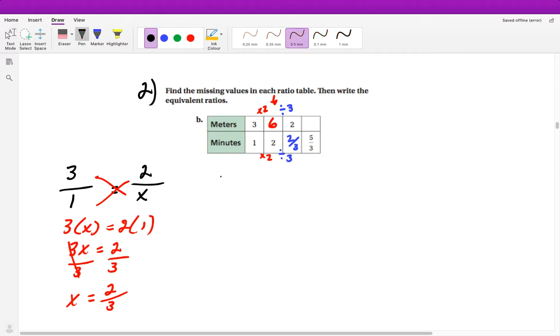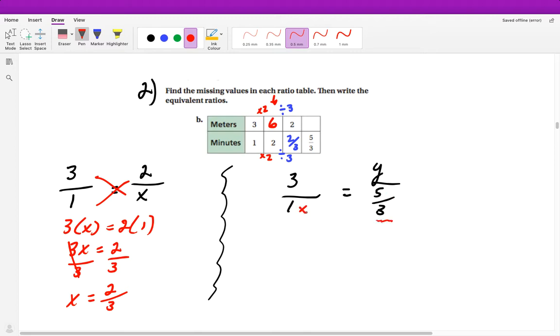All right, so now let's go ahead and solve this last one. So we have a ratio of 3 over 1 is equal to y over 5 over 3. Well, I know 1 times any number is itself. So that means if my answer gets to 5 over 3, that means I needed to do 1 times 5 over 3 to get to there.